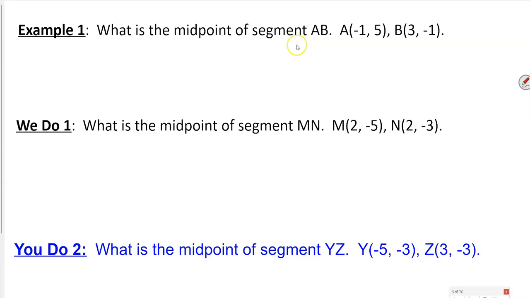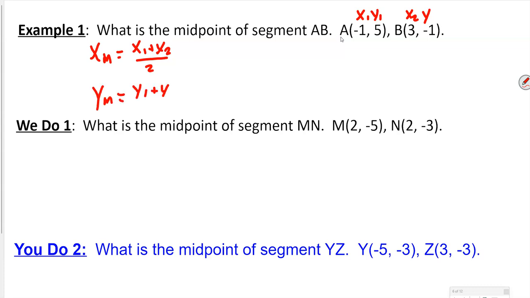All right, so what is the midpoint of segment AB? Okay, so what we're looking for is, we're going to label these x1, y1, x2, y2, and our formula for xm is going to be equal to x1 plus x2 divided by 2, and then our ym is going to be equal to y1 plus y2 divided by 2, okay? So we're just going to plug in these values. So that's -1 plus 3 divided by 2. So that's going to be 2 divided by 2. So this one is 1.